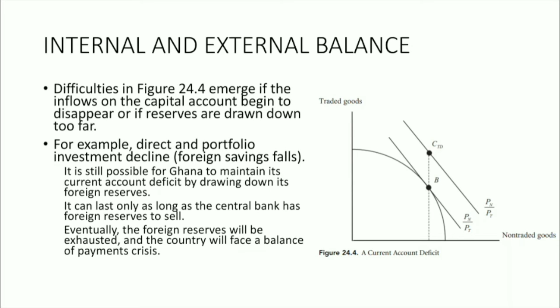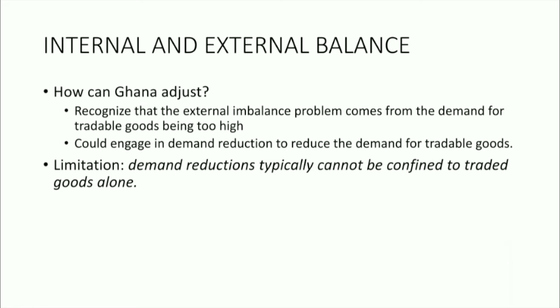It can last only as long as the central bank has foreign reserves to sell. Eventually, the foreign reserves will be exhausted and the country will face a balance of payments crisis of the kind that we discussed in the previous chapters. So how can Ghana adjust to this? One possibility comes from recognizing that the external imbalance comes from the demand for tradable goods being too high. By recognizing this, Ghana could engage in demand reduction to reduce the demand for tradable goods. Believe it or not, this policy is one that has often been suggested by the International Monetary Fund, or IMF, and also the World Bank to developing countries in similar situations.